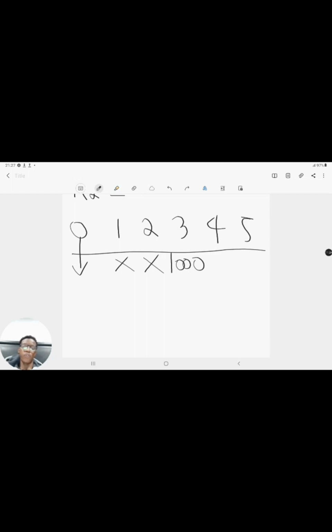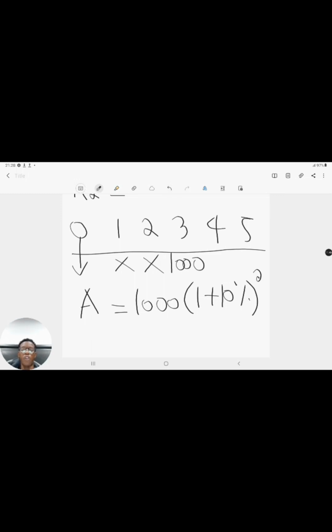So since I'm left with 2 years, I use the compound interest formula. I take that 1,000 and substitute it into that formula. Then I get 10% compounded annually to the power of 2, because that's 1, 2. So that's going to be to the power of 2. Then I'm going to call this A3. So A3 will have a particular value.